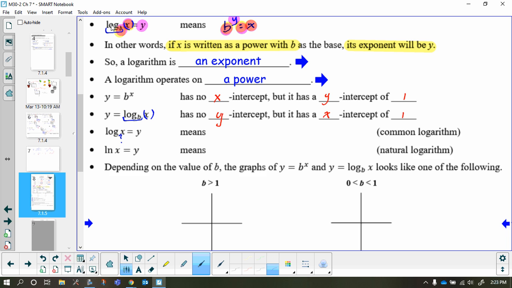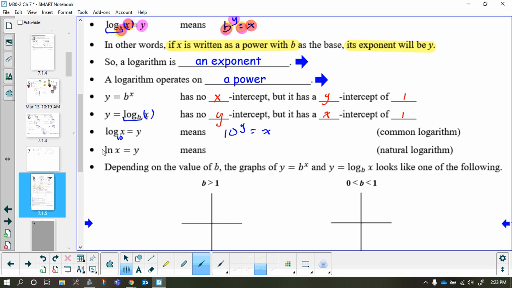So just like this log base b of x equals y means b to the y equals x, this log of x equals y means 10 to the y equals x. So again, if there's no base given, then we assume that it's a base 10. So often when there's a base 10, we don't write it in, but we could put in the base of 10 here.